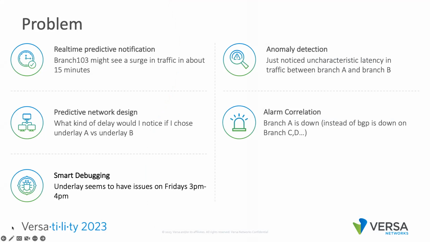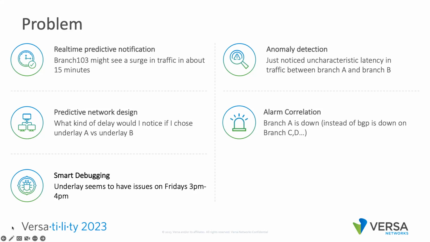Now, real-time predictive notification can be used for either capacity planning or detecting some issue way ahead in the future, not just when it hits a certain threshold. So for example, branch X might see a surge in traffic in 15 minutes or maybe the next week. So I need to get the bandwidth or get capacity planning done a week in advance, which is much easier than when you start hitting those thresholds and the congestion limits on your existing circuits.